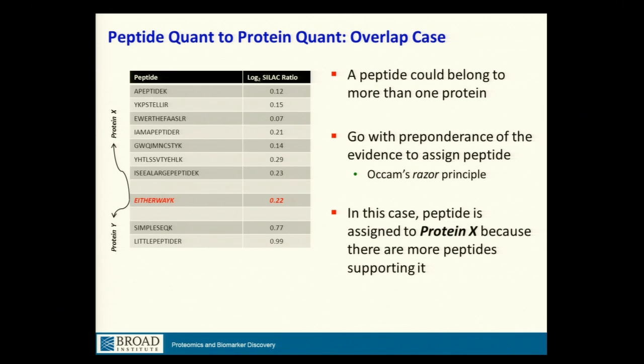What we tend to do is to put this peptide with the protein that has more evidence. This is a sort of Occam's razor approach to explaining the existence of this peptide. So if we were going to try to figure out the ratio of this protein X, we would count this one as a member of protein X, but we wouldn't count it as a member of protein Y. And because we applied this Occam's razor principle, meaning the bulk of the evidence supports that it belongs to this protein, we would call this a razor peptide.